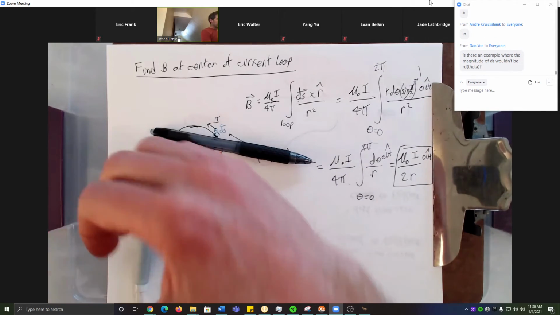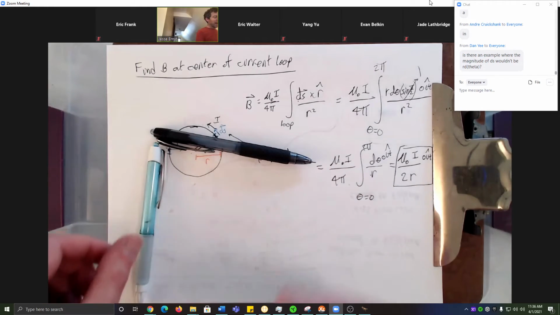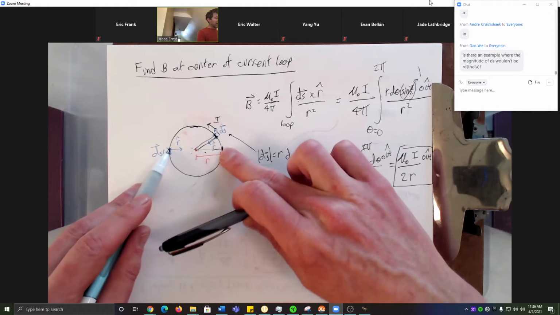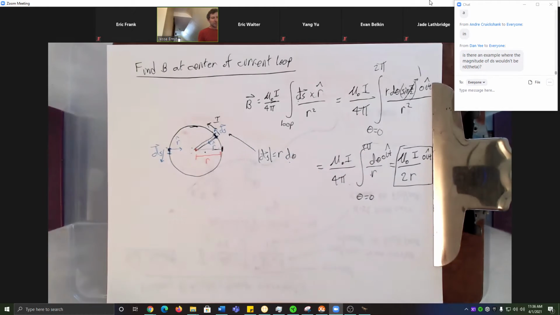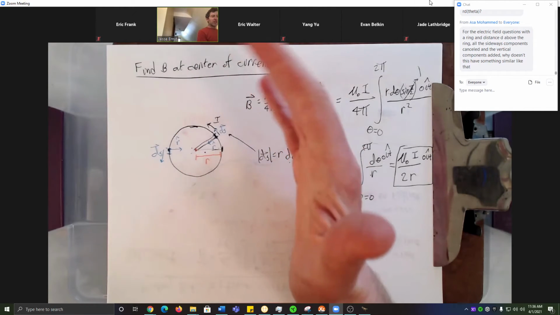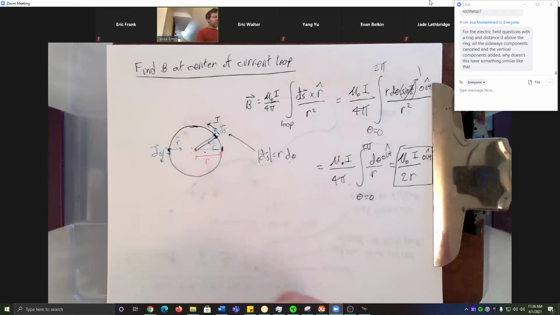And so ds cross r is still out of the page. So these two elements don't work against each other. They contribute in the same direction. And does your thumb represent ds or r? What do you use? Your thumb in the right-hand rule is the result of the cross product.